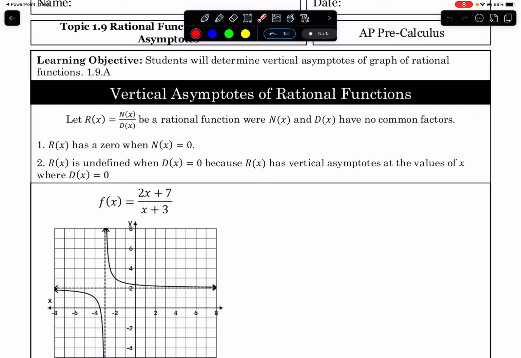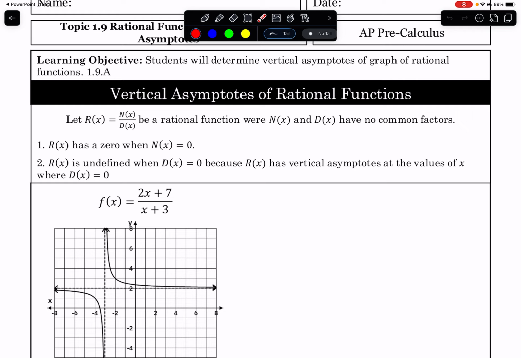the values of x are excluded from the domain by seeing where the denominator is equal to 0. Today we're going to define exactly what's happening at those locations where x cannot equal those values. What happens at those x's that make the denominator equal to 0?